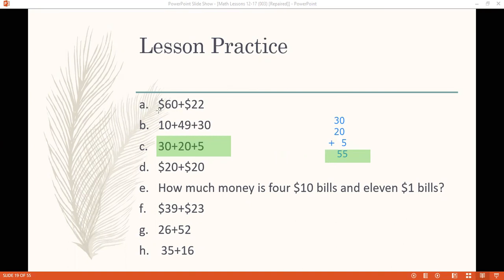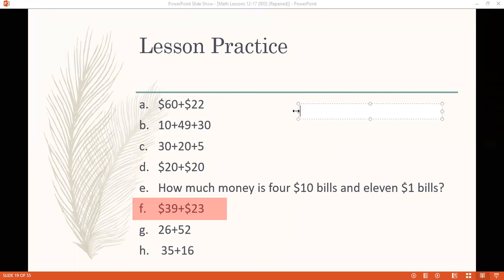Let's look at F. Let's change the color here. F, 39 plus 23. $39 plus $23. Which number is our greatest number? Think about it. It's 39. Plus 23.